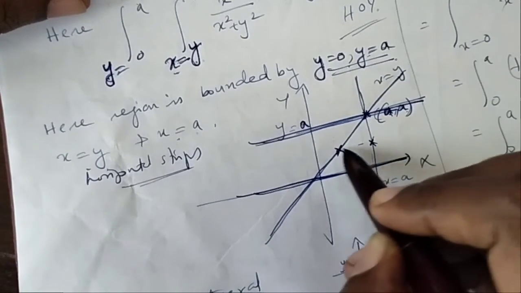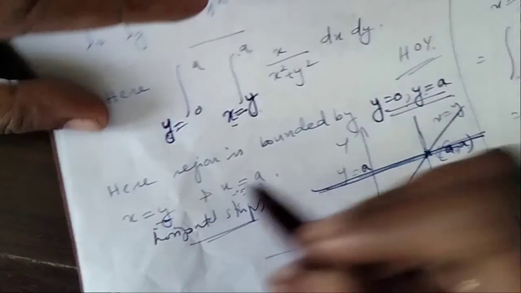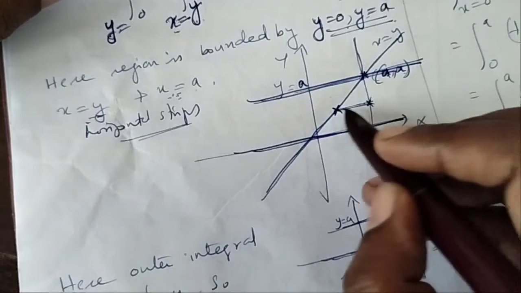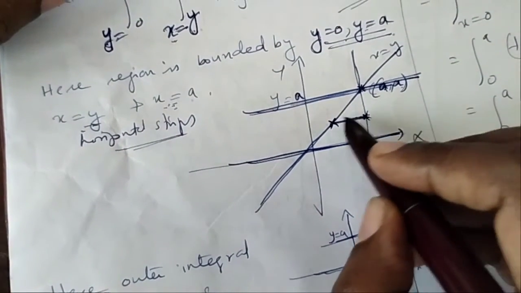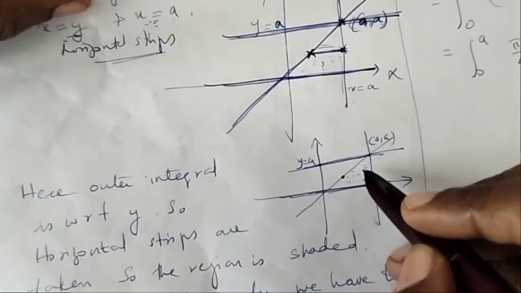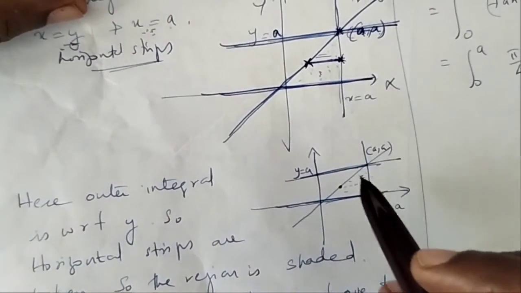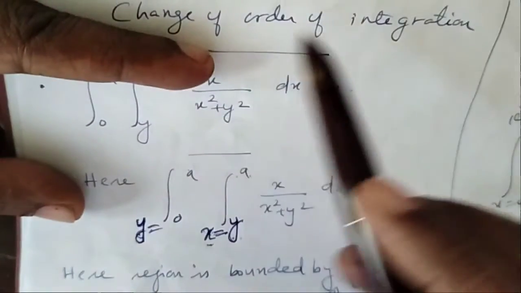So by joining these two points, just put points on these lines or curves. So this is the line inside the region. So which is the region? This strip is in this triangle. Okay, so this is the region. In the given integral, horizontal strips are taken, right? So we have to change the order of integration.